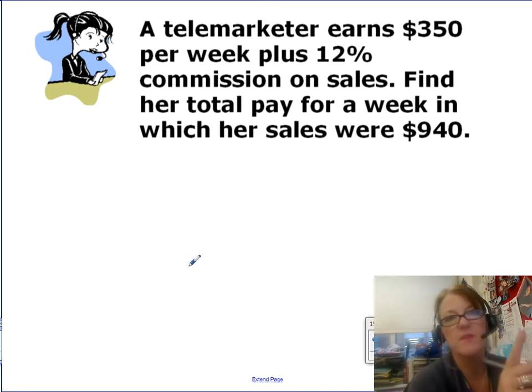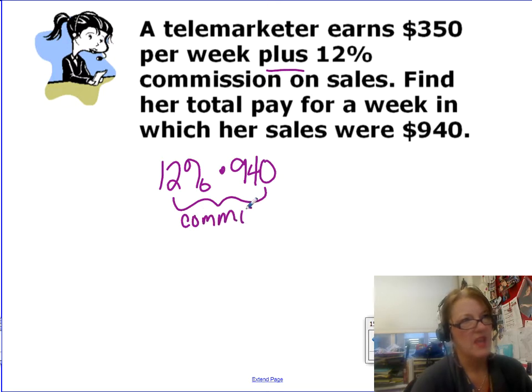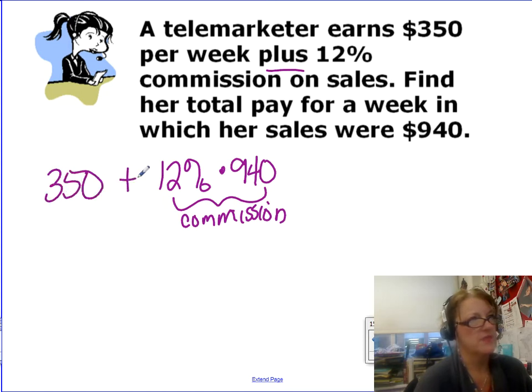Telemarketer. I can't imagine a worse job than this, because aren't people just mean to telemarketers on the phone if they call? Ugh. So this telemarketer earns $350 per week, no matter what, plus 12% commission. So we're really interested in this 12%. And it says, find her total pay for the week in which her sales were $940. Well, you have to take 12% of the $940 because this is the commission part. And then she does make what's called a base salary of $350 no matter what. So it's $350 plus 12% of her sales.